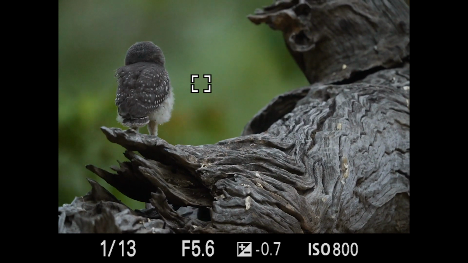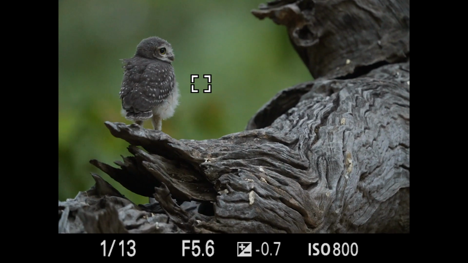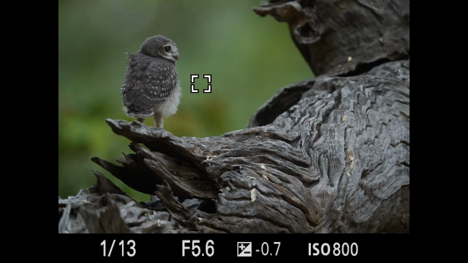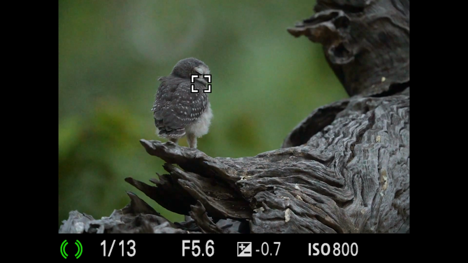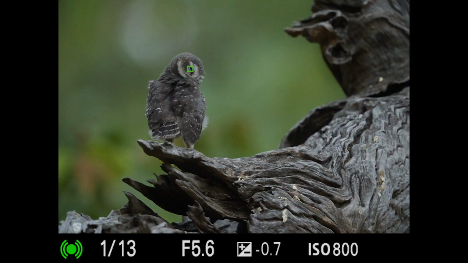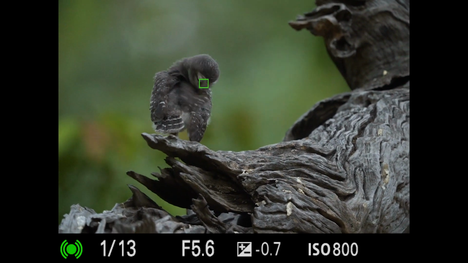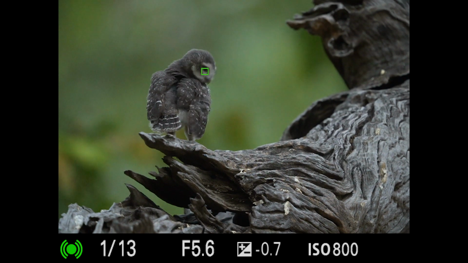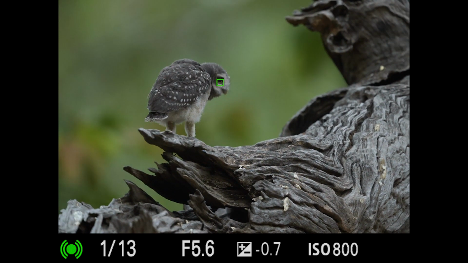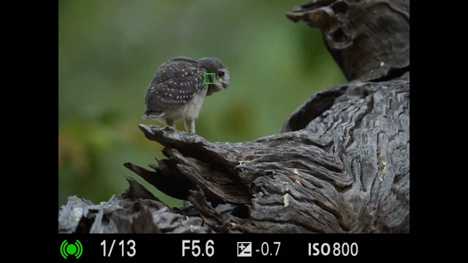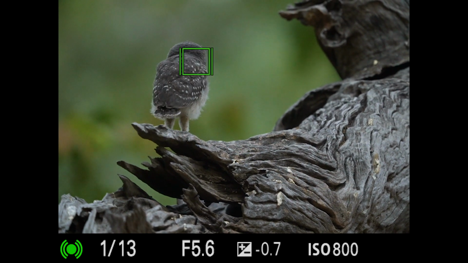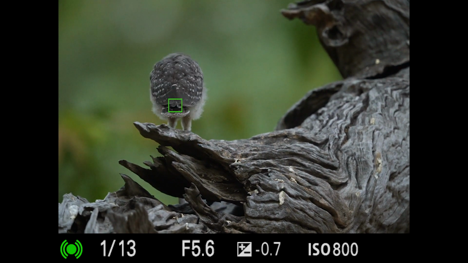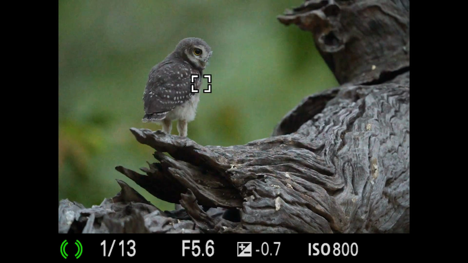Okay, so here now the spotted owlet is totally still. It's making some movements. So when it's making movement, don't click. If you do that, you will get shake. So it's moving now. At this 1/13th of a second, you'll get shake. Now that movement, when it is totally still for a few seconds, like this.